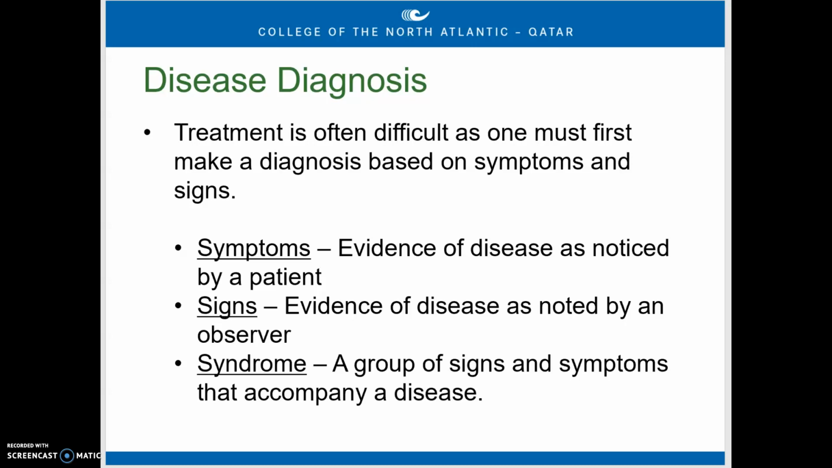So if you had chickenpox, for example, the symptoms would be itchy. You would probably feel hot. You'd have a fever, and you'd have little red bumps and a rash all over you. The doctor would also see the little red bumps, and together, those signs and symptoms would make up the syndrome that surrounds chickenpox, which is a type of herpes virus.